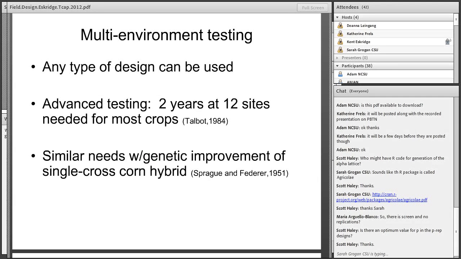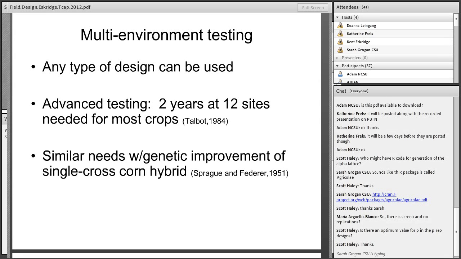Final thing I'd like to talk about is multi-environment testing. Seems to me most of you people are doing studies throughout several environments, so we need to talk a little bit about this. I'd just say that there's not a lot of issues to deal with other than how you analyze the genotype by environment interaction. But in terms of the design, any type of design can be used. You just use the design at each location and make sure you randomize it at each location.